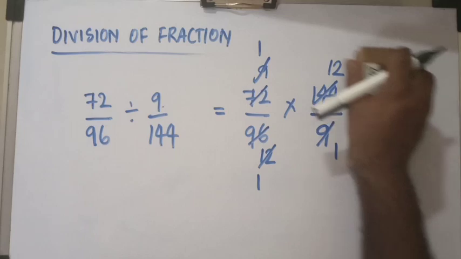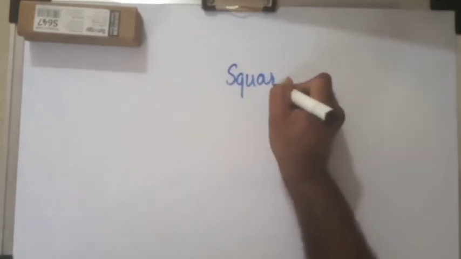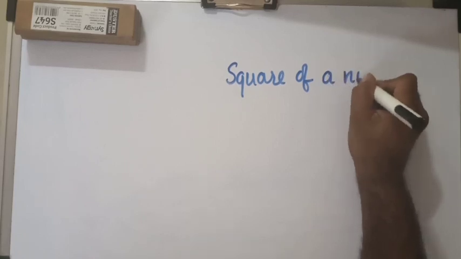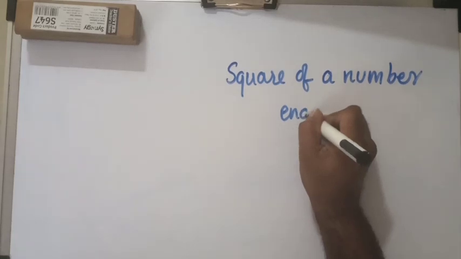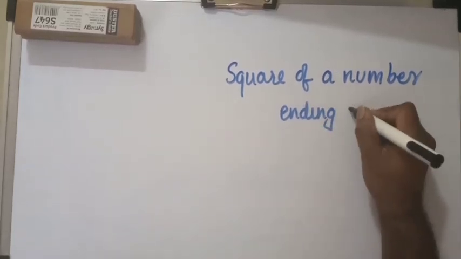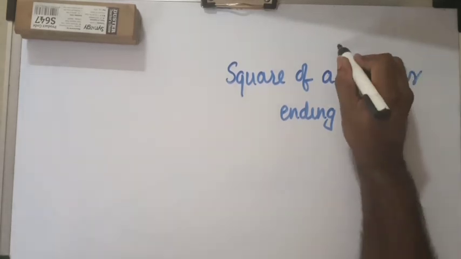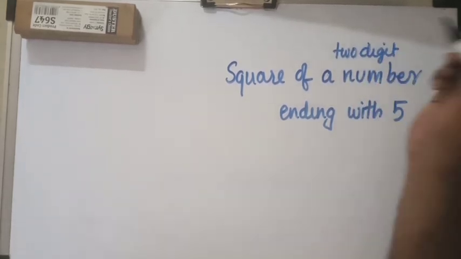Students, today I am going to tell you one of the tricks. In this trick, you will learn how to find the square of a number ending with 5. Square of a 2-digit number ending with 5. So this is very easy, children.